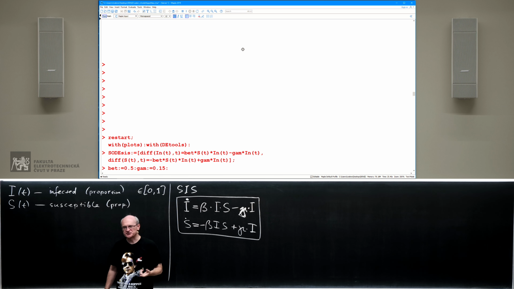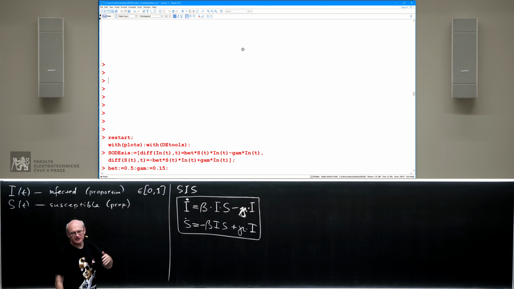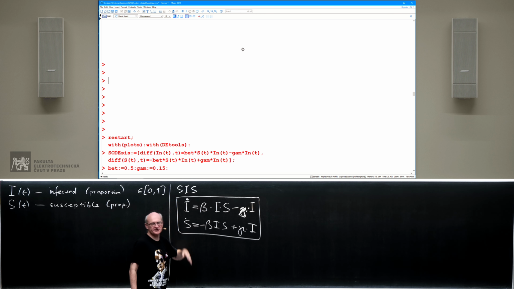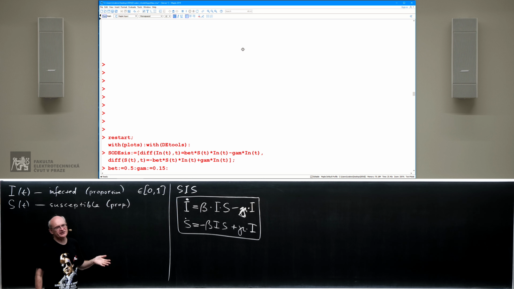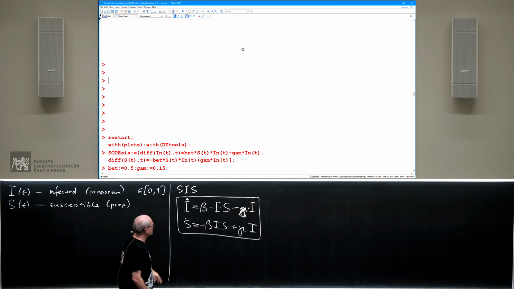Product of two unknown functions. This is not a linear system, unfortunately. Otherwise, the situation would be much easier. It's not a linear system, but we are used to the fact that interesting systems are not linear. That's life. What can we say about them?